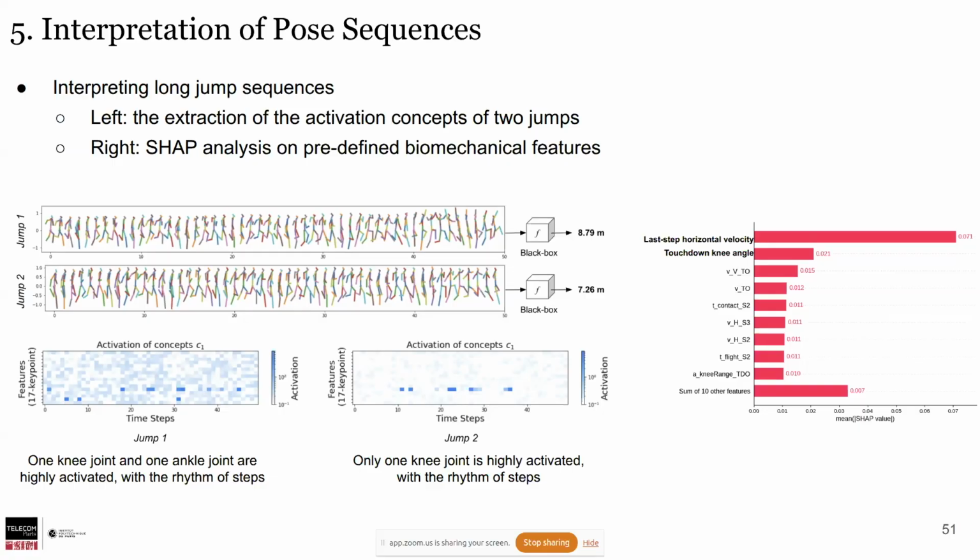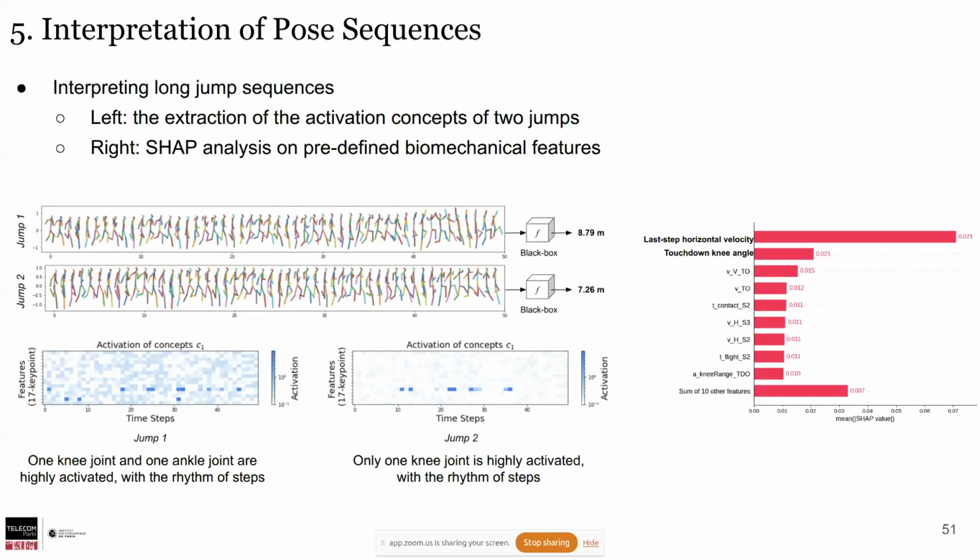So what we see is that there are certain concepts highlighted in the feature map. If we look at the good jump activation concepts, we see that the row corresponding to the knee keypoint is highly highlighted, and the row corresponding to the ankle is also highlighted, and they are activated in the rhythm of steps.